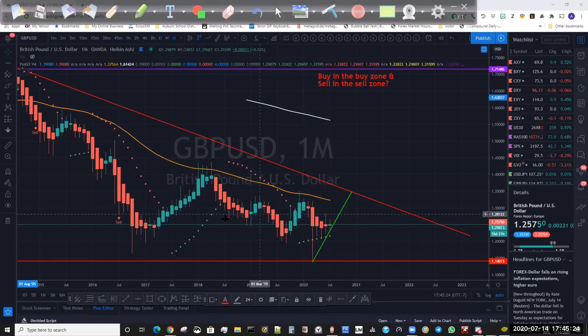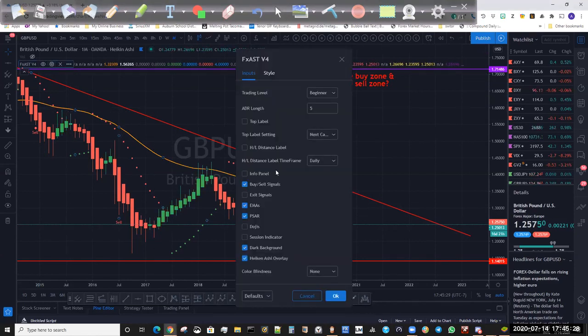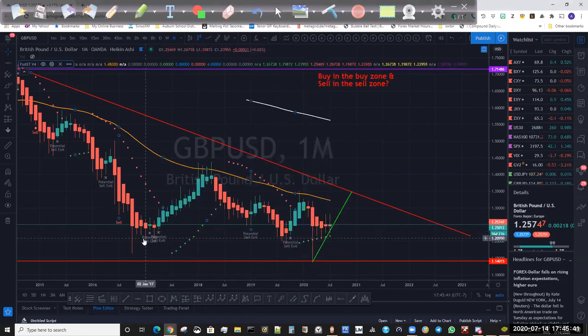Okay? In FAST, we are going to get our buy and sell signals when certain conditions are met. We're also going to get potential exits. The reason that I turn this off is because it can get messy. This is the monthly, so it's not so bad. When you get down to the smaller time frames, they start to stack up. And you see that these potential exits are on doji-like candles.